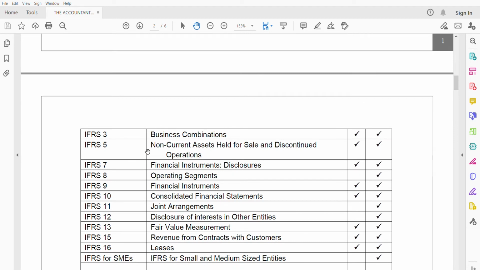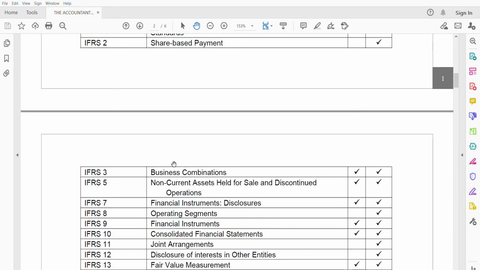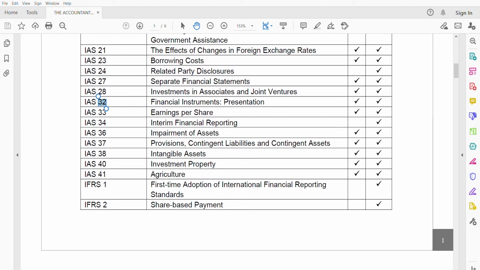All those where we have two tick marks means it is there in financial reporting also, so I can just quickly go through it. IFRS 5, non-current assets held for sale and discontinued operations. IFRS 7, you see, IFRS 7 was one and IAS 32 was another one for financial instruments. This is financial instruments presentation.